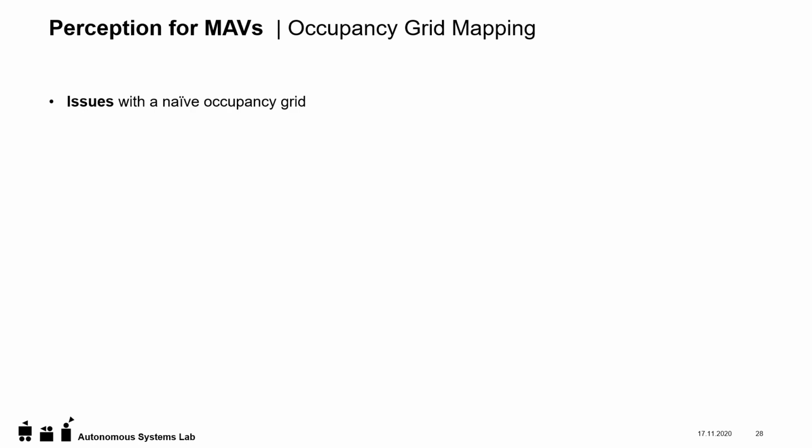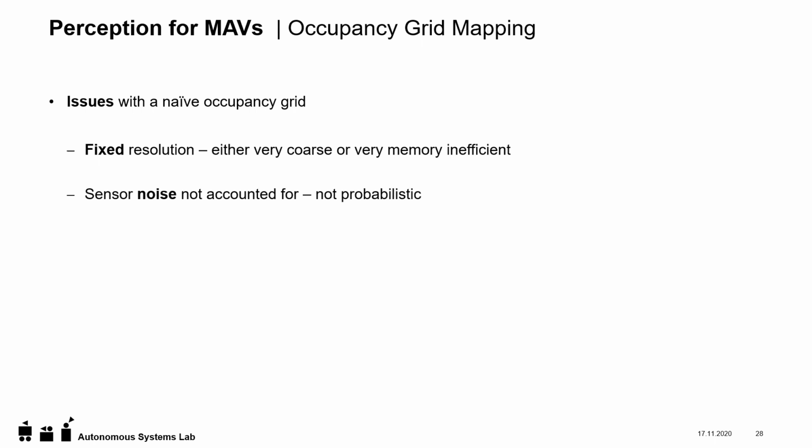So what are the issues with such a naive occupancy grid? As mentioned before, it usually has a fixed resolution, meaning that it's either very coarse, as seen before, and you have problems with boxes that contain both free space and occupied space, or it can become very memory inefficient if you have a very high resolution and a very large workspace to cover. They do not account for sensor noise, so there is no notion of covariance about the belief state of a specific location in the map. It's usually just these three categories as mentioned before: occupied, free, unknown.